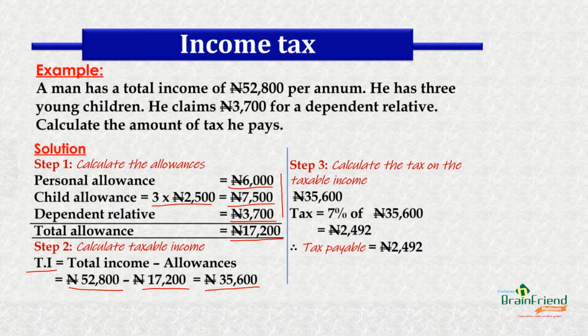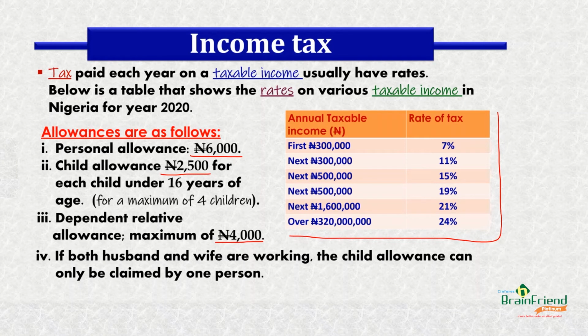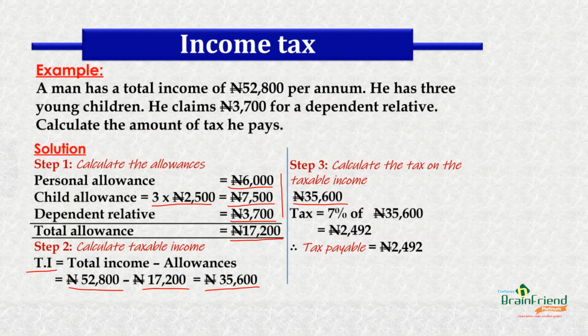The taxable income is 35,600. So based on this table, he earns below 300,000 naira. So we are going to calculate his tax with a rate of 7%. Now, 7% of 35,600, that is 7 over 100 multiplied by 35,600. That would give us 2,492 naira. So the tax payable by this man is 2,492 naira.